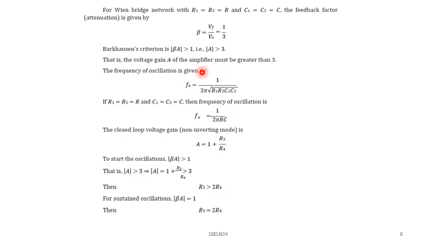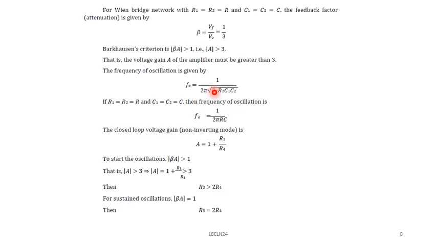For the Wien-Bridge oscillator, the frequency of oscillation is given by F0 is equal to 1 by 2 pi square root of R1 into R2 into C1 into C2. When the bridge is balanced, you will get a resonant frequency. That resonant frequency equation will be this: 1 by 2 pi square root of R1 R2 C1 C2. And if I select R1 is equal to R2 is equal to R, and C1 is equal to C2 is equal to C, then the frequency of oscillation F0 is given by 1 by 2 pi RC.